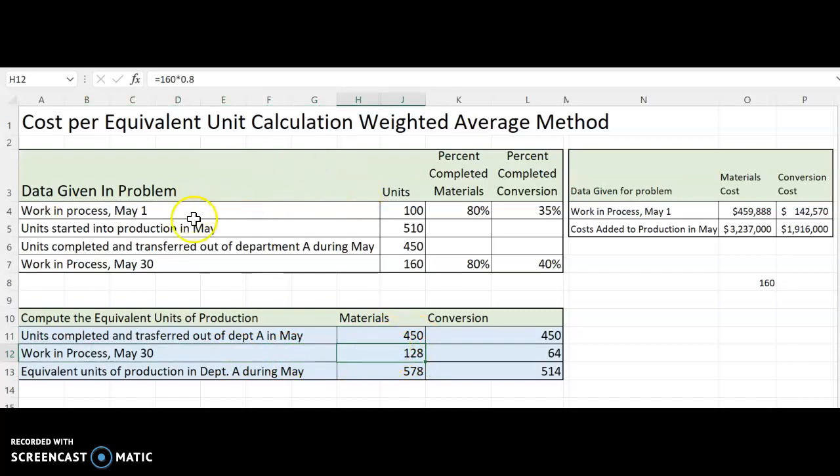Okay, and it's really good to get in the practice of organizing your information into a table, because that will really help if you set it up the same way each time when you're working this, and remind yourself what you're doing. I am trying to get, first I've got to get the equivalent units, and then I can get the cost. Okay, so in the next video I'm going to show you how to do the cost.